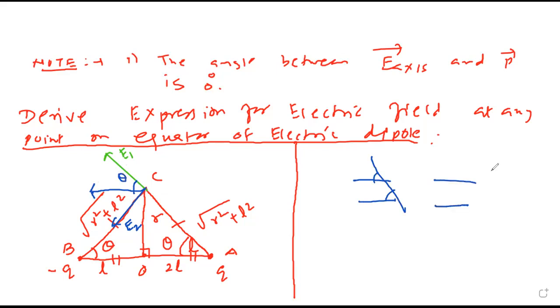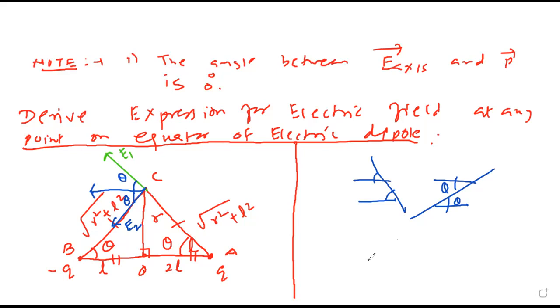Similarly, these two lines are parallel and this is the transversal. What are these two angles called? Alternate angles. So even this will be theta. So I have got two vectors E1, E2, and the angle between them is 2 theta. So can I get the resultant by the parallelogram law? What is the formula? Root of E1 square plus E2 square plus 2 E1 E2 cos 2 theta.